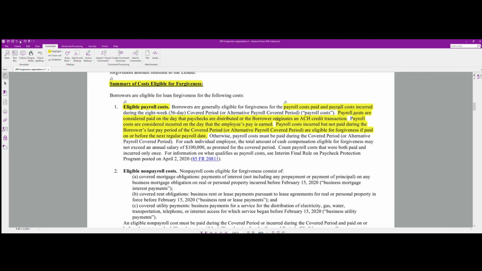That is a significant relief in my eyes, because I had planned to advise clients to do a stub payroll period to make sure it gets into that 8-week window. This removes the need for that, and I think is a significant relief for small and medium-sized businesses. So those are the key terms for payroll, the eligible costs, and the forgiveness that are currently in the PPP forgiveness application. I hope you found that useful.